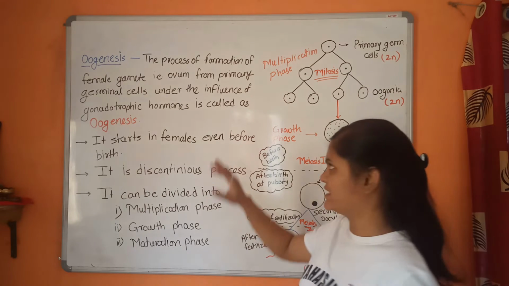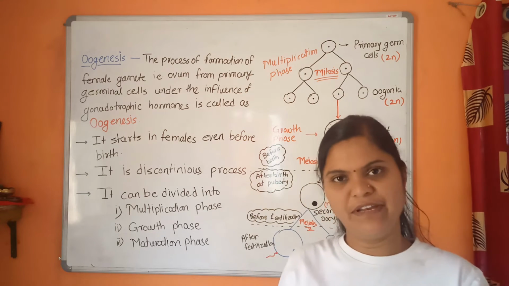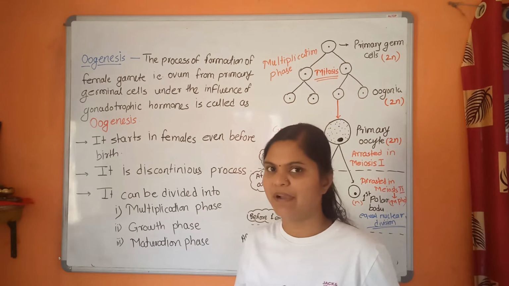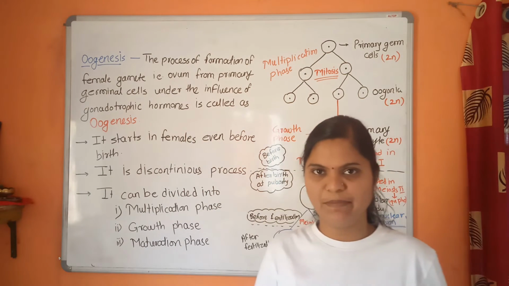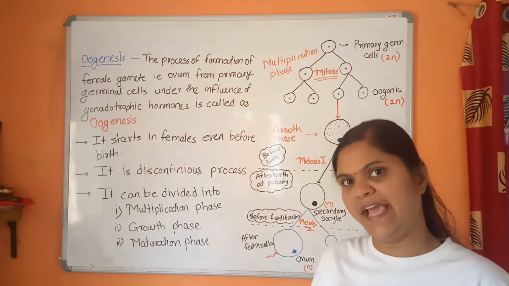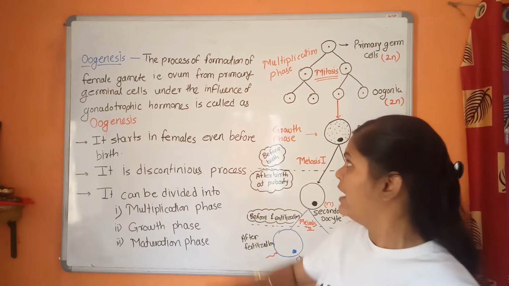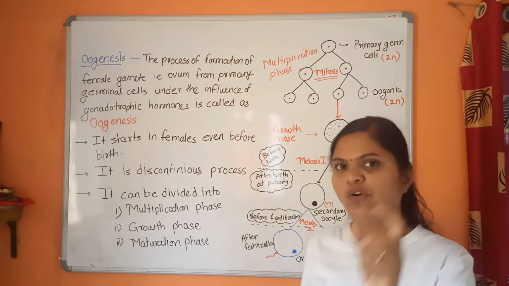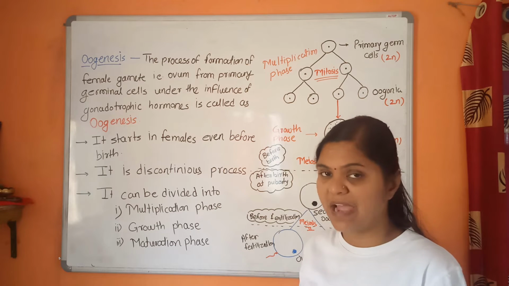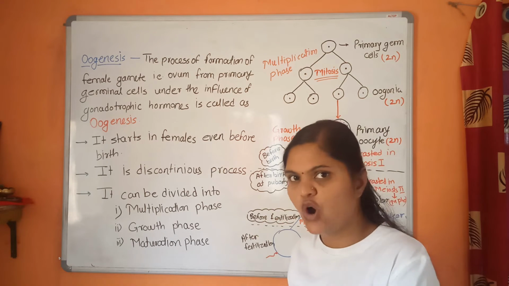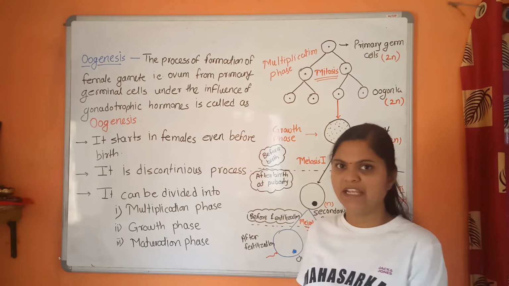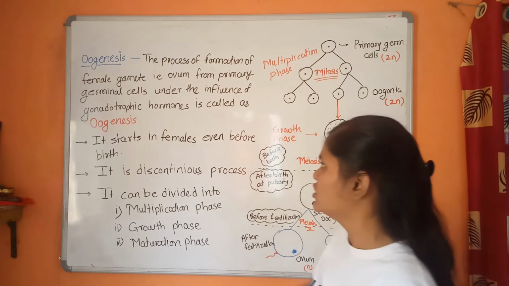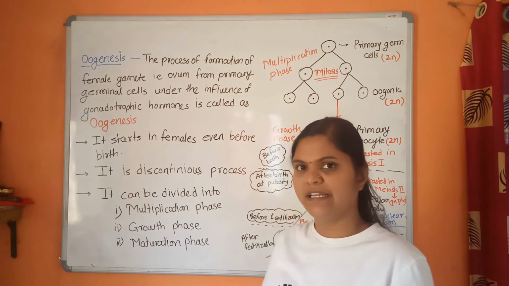Hello students, now we discuss the oogenesis process. In previous videos we discussed the spermatogenesis process, that means formation of the male gamete. Now we discuss oogenesis, that means formation of the female gamete, that is egg or ovum. This egg or ovum is produced from primary germinal cells under the influence of gonadotropic hormones like LH and FSH, and all this process takes place in the ovary. The ovary is the primary sex organ in the female.